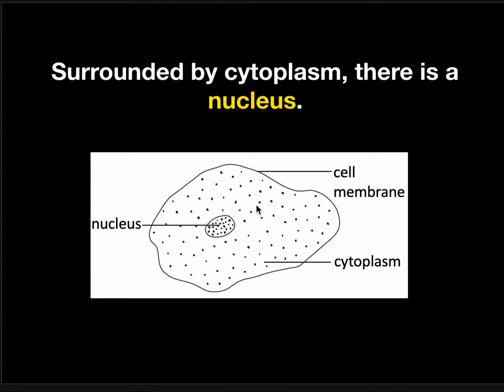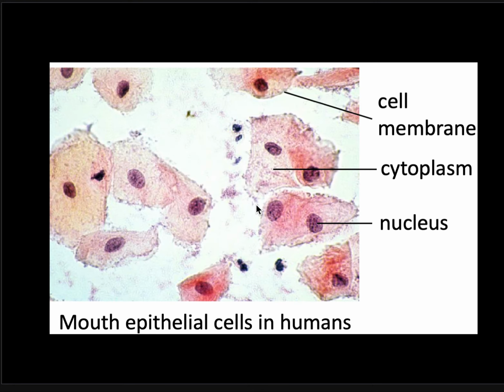So let's look at some real pictures. Now you can see that this is the cell membrane. The boundary of the cell is the cell membrane. While for this one, other than the membrane and other than the nucleus, that will be the cytoplasm. So let's look at plant cell now.